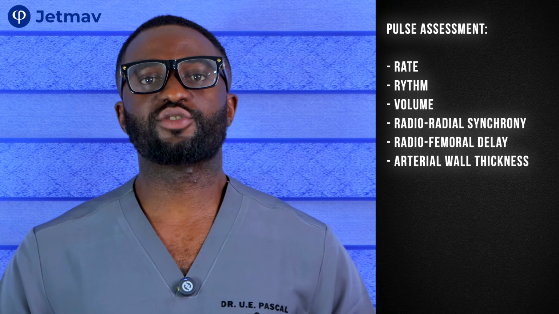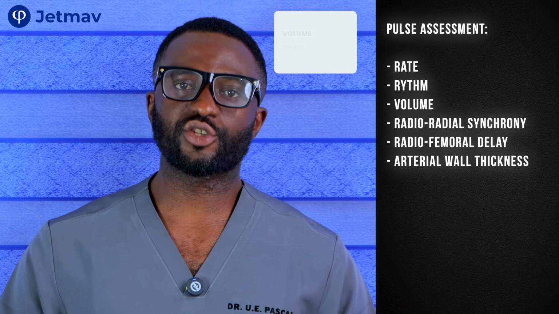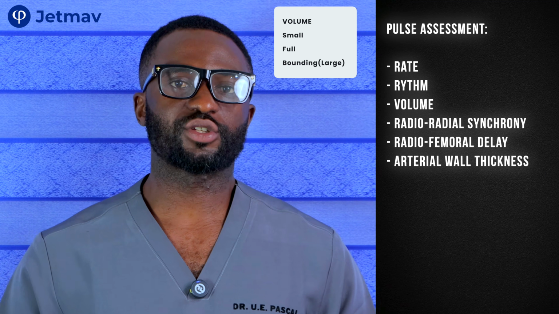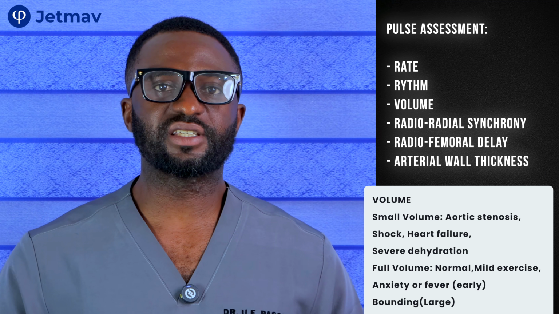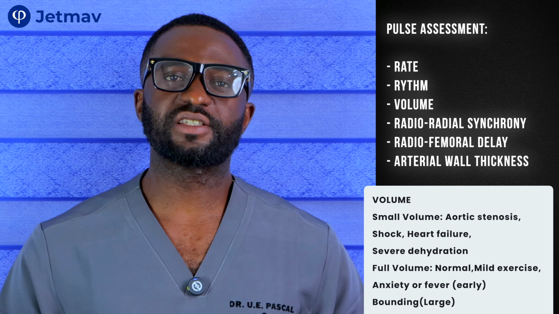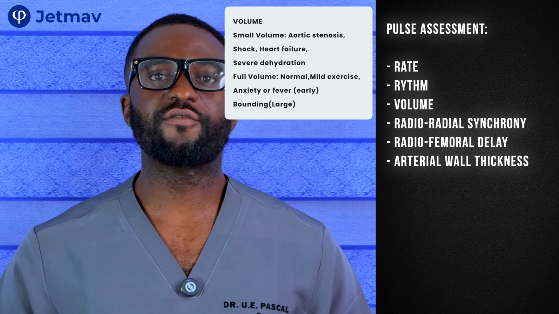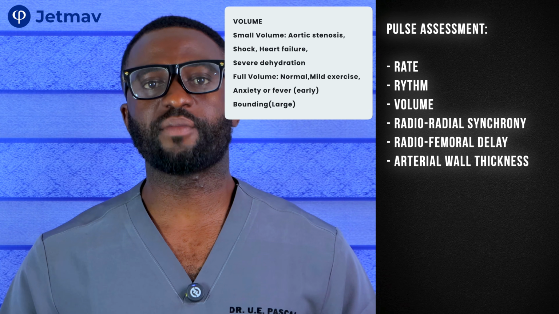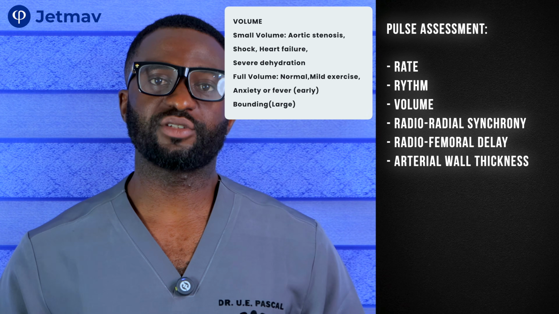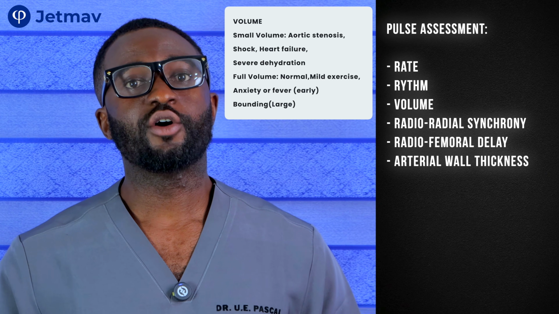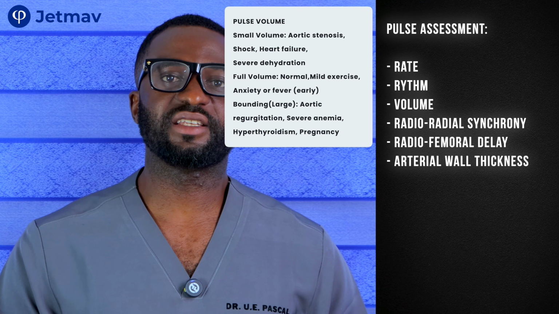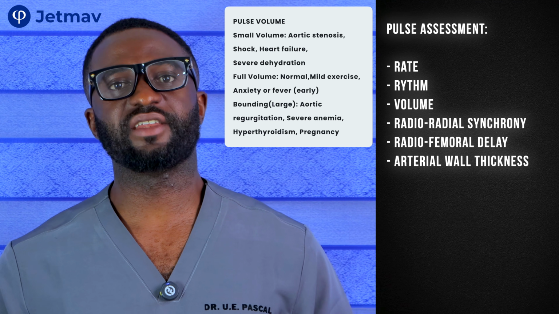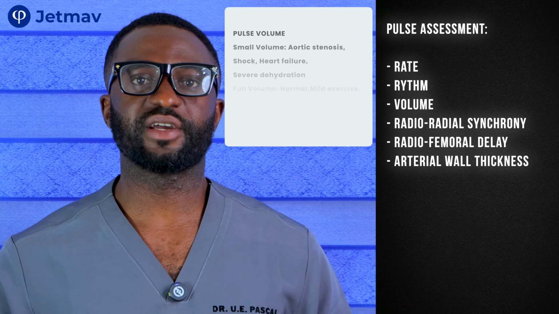Then the next one we are going to talk about is the volume. You can have a small volume pulse, full volume pulse, or a large volume pulse. Small or low volume pulse is commonly seen in aortic stenosis, in shock, heart failure, or even in severe dehydration. Full volume pulse is usually normal in most individuals, or with mild exercise, anxiety, or fever. Then we have large volume pulse. This is commonly seen in aortic regurgitation or severe anemia, or even hyperthyroidism or pregnancy.